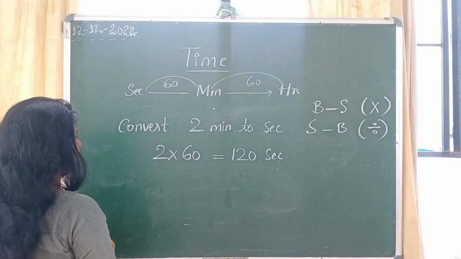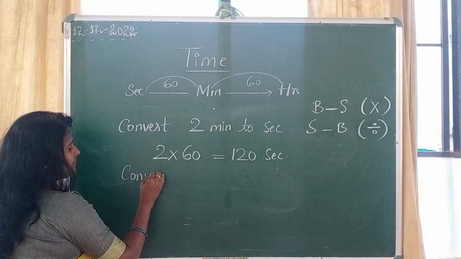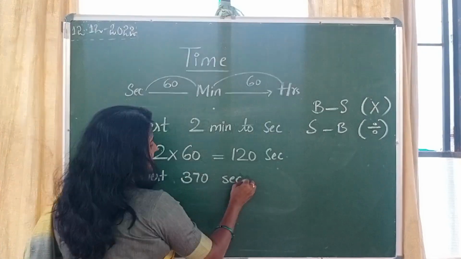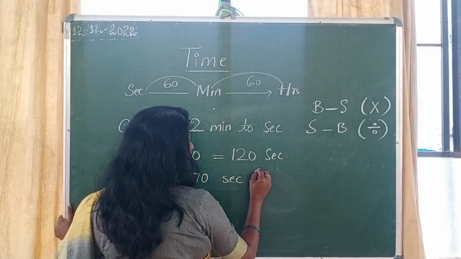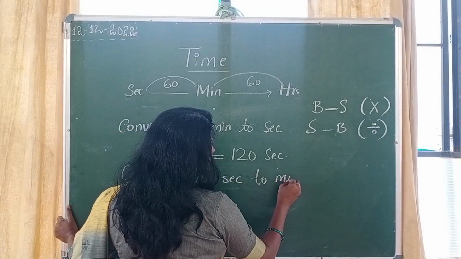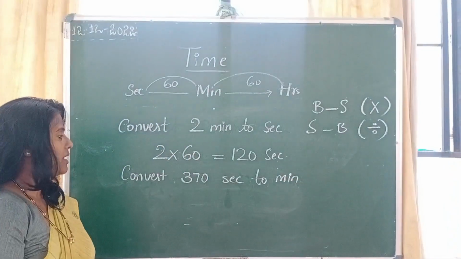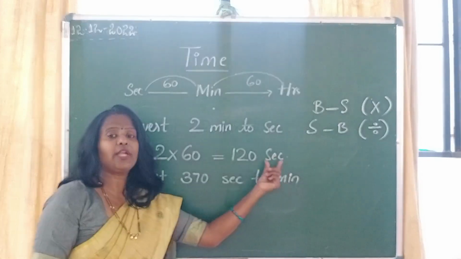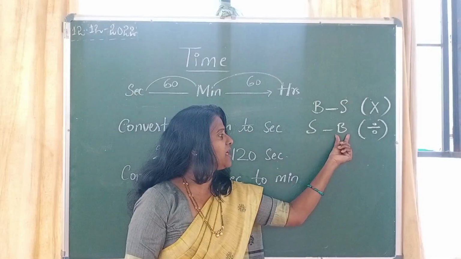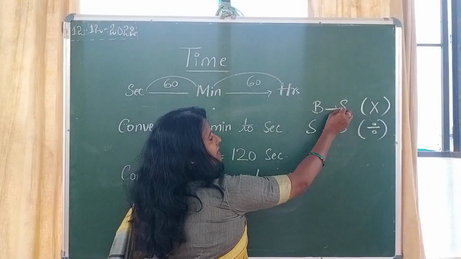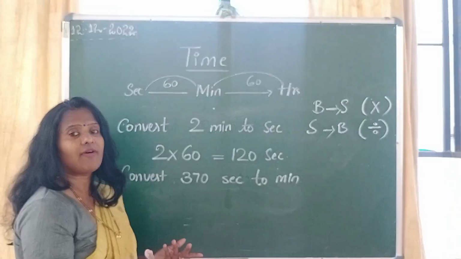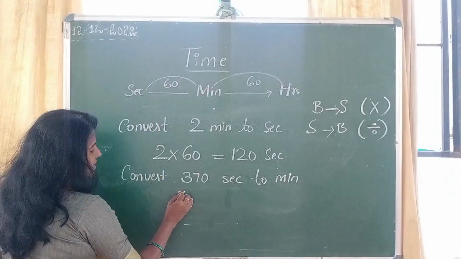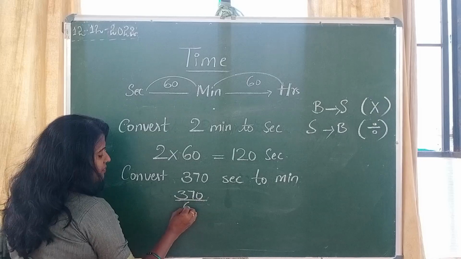Similarly, if they ask to convert 370 seconds to minutes. See, now they are asking to convert seconds to minutes, smaller unit to bigger unit. Smaller to bigger is division. What do I have to divide by? I have to divide by the same value, 60. That is 370 divided by 60.